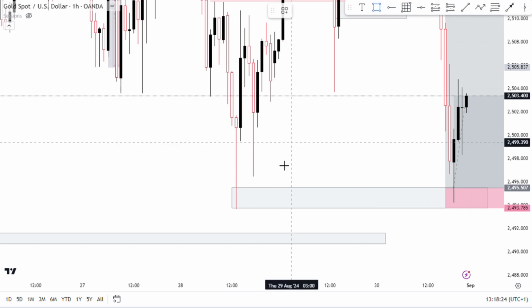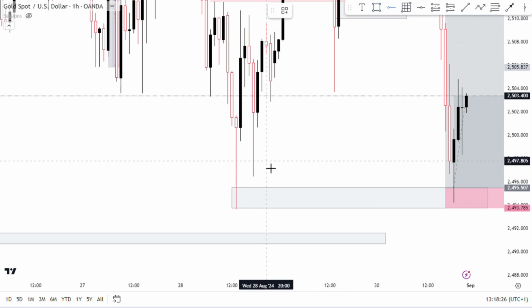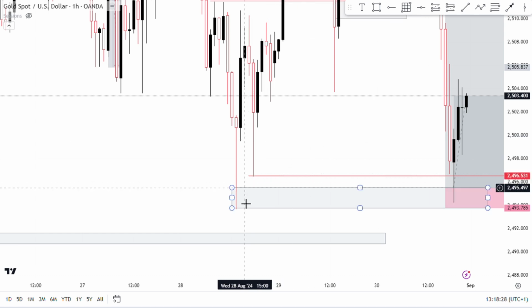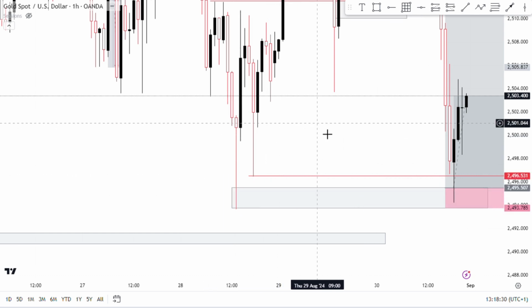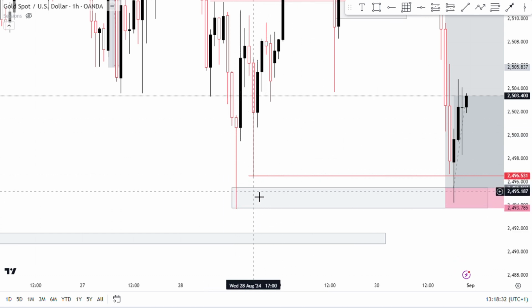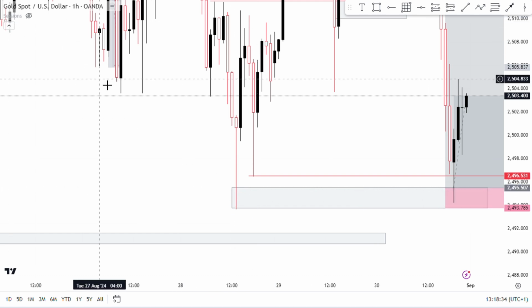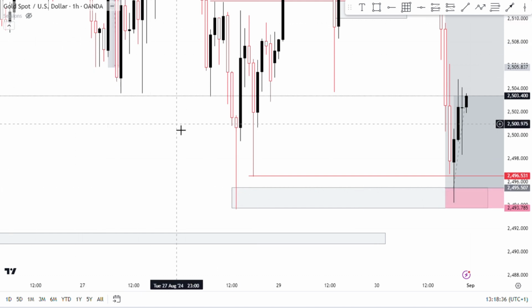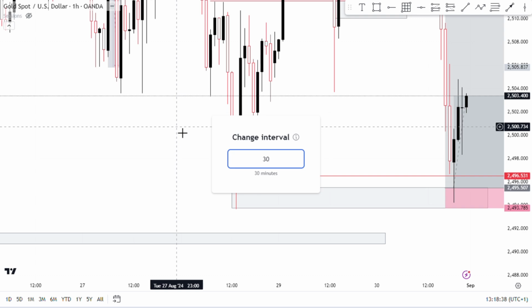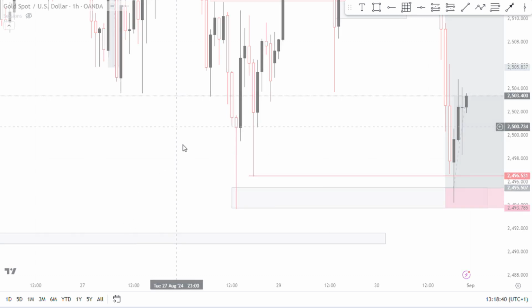This is actually where I'm expecting price to go below this particular low right here, to respect this area. So I just want to reduce the order block. That is the reason why I'm going down to a lower time frame. So from this 1-hour time frame, I moved down to the 30 minutes time frame.